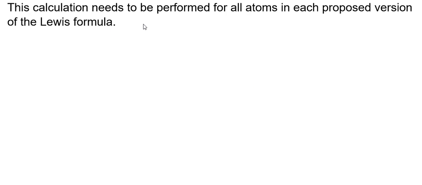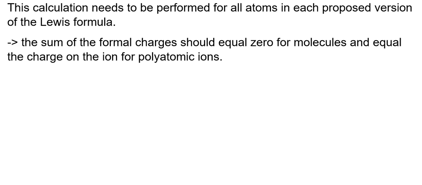This calculation needs to be performed for all atoms in each proposed version of the Lewis formula. If you have 2 proposed versions, you need to do it for all atoms in both versions. If you had 3, you'd do it for all of them in all 3 versions. The sum of the formal charges on all the atoms in a formula should equal 0 for molecules because they're uncharged, and should equal the charge on the ion for polyatomics. So if we're looking at a polyatomic ion with a charge of -2, like sulfate, adding up the charge on all the oxygens and the sulfur using the formal charge formula should add to -2.